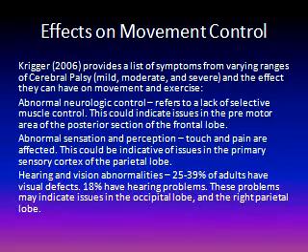Abnormal sensation and perception, touch and pain are affected. This could be indicative of issues in the primary sensory cortex. Hearing and vision abnormalities. 25 to 39% of adults have visual defects. 18% have hearing problems. These problems may indicate issues in the occipital lobe and the right parietal lobe.